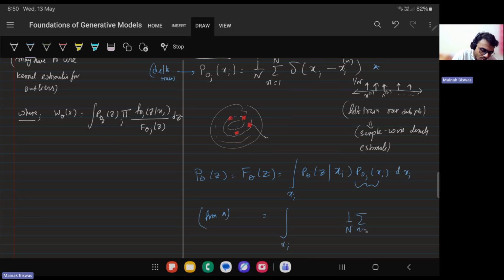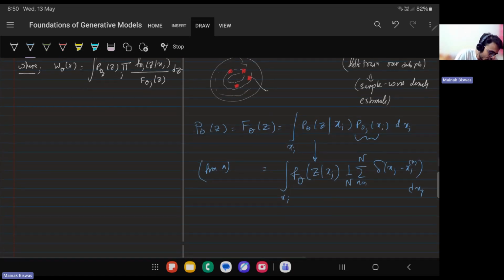I can write the sum over n equal to 1 to n of delta of xj minus xjn into the probability of, or this is f theta, because we are saying we're modeling p theta by f theta. Okay. Right.